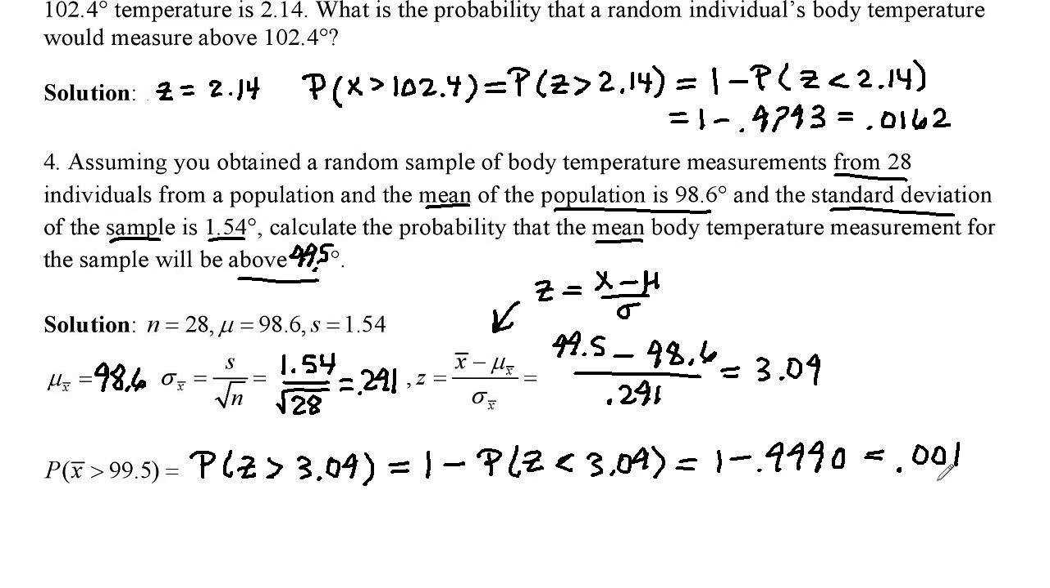So there's our probability. So probability that the mean of that whole group is above 99.5 is only 0.001, 0.1%. So it's easy for one person to get above 99.5 degrees, but not a whole sample of 28. So that's what's going on in this problem. So hopefully that will help you out with the homework exercises from week 3.